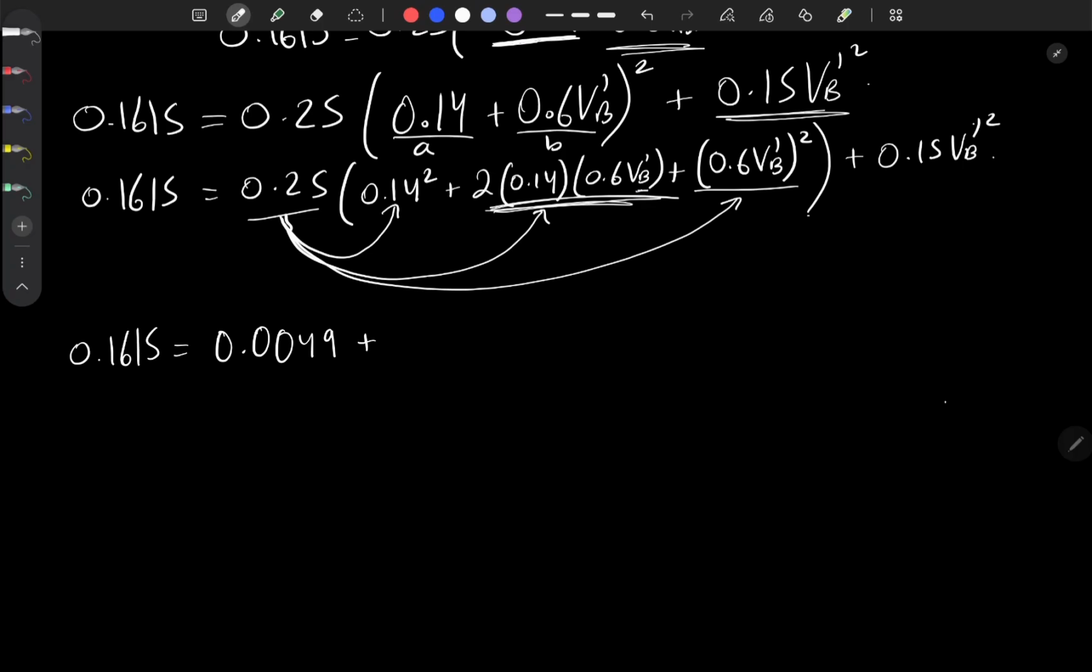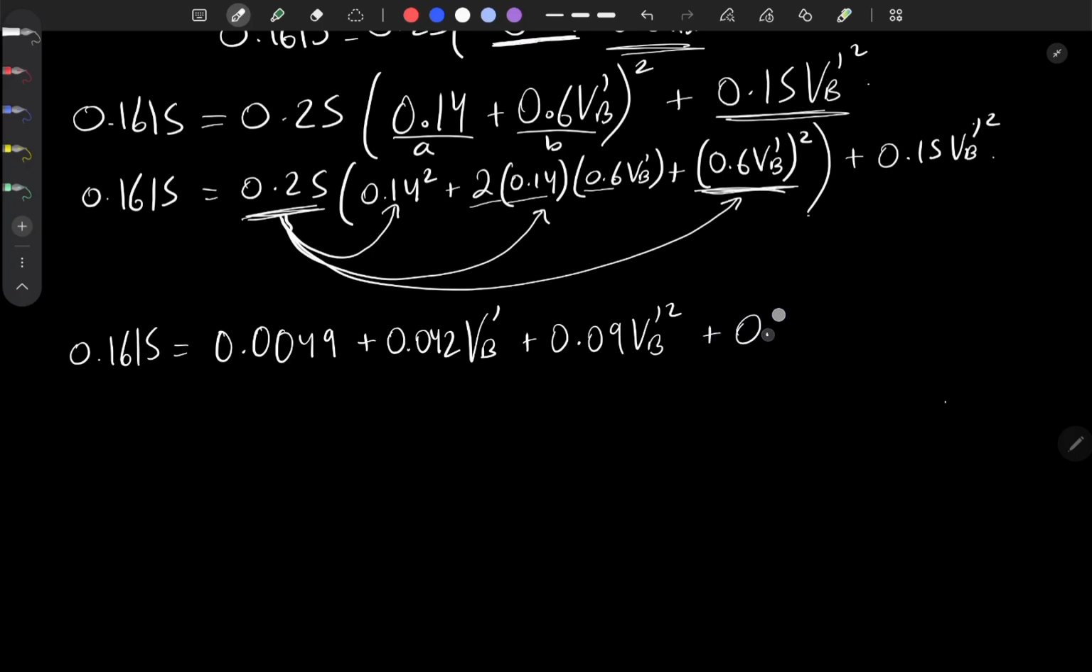Now, given that v prime b is not a number, we're going to keep it as it is. So we're going to multiply 2 by 0.14 by 0.6 by 0.25. And then we're going to say whatever that is times v prime b. And putting these numbers on the calculator, you're going to get 0.042 v prime b. And then finally, this squared is basically 0.25 times 0.6 squared, and you're going to get 0.09 v prime b squared. And then finally, all of this is plus 0.15 v prime b squared.